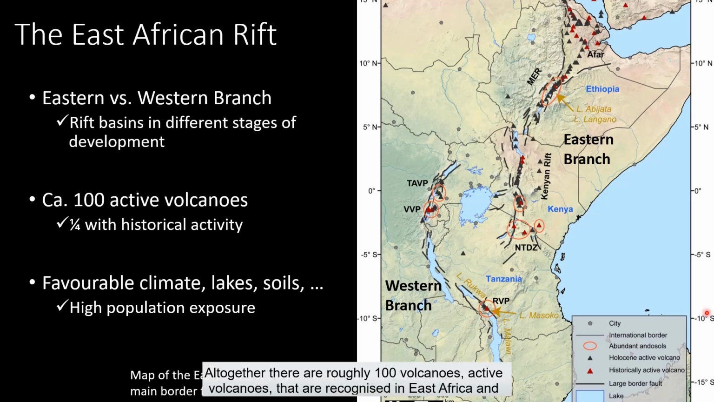Altogether, there are roughly 100 active volcanoes that are recognized in East Africa, and this means that they have either historically erupted, which is the case for about a quarter of them, or that we have indications that they have at least been active in the Holocene.